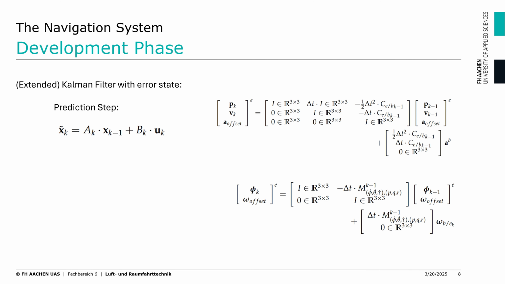To illustrate this, the so-called propagation equation, which is calculated during the prediction step, is listed here. The terms A offset and omega offset represent the error terms in the state.